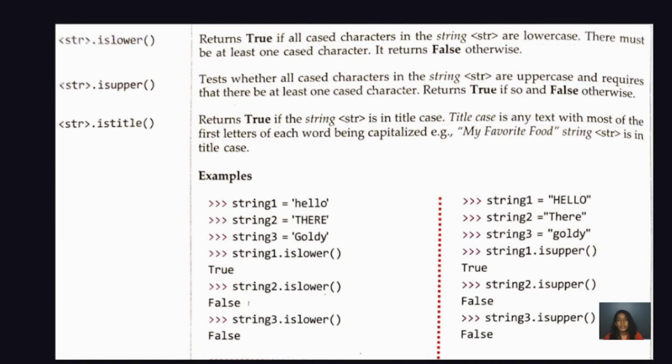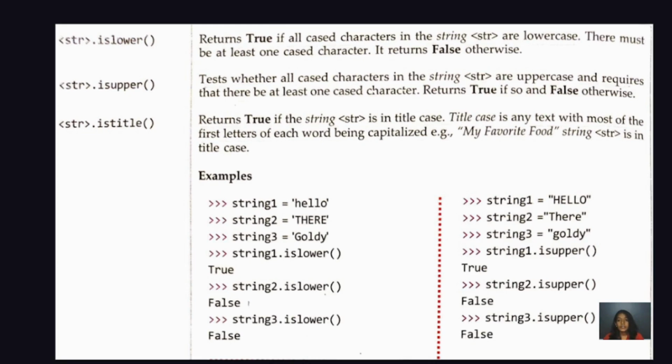str.islower returns true if all cased characters in the string are lowercase. There must be at least one cased character. It returns false otherwise. Similarly, isupper tests whether all cased characters in the string are uppercase and requires that there be at least one character, returns true if so and false otherwise.